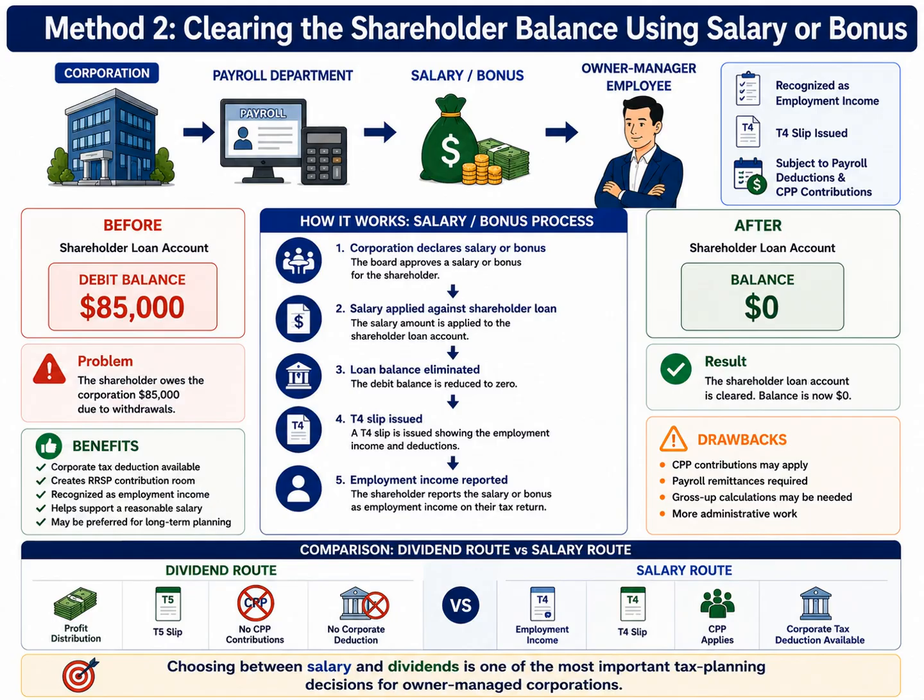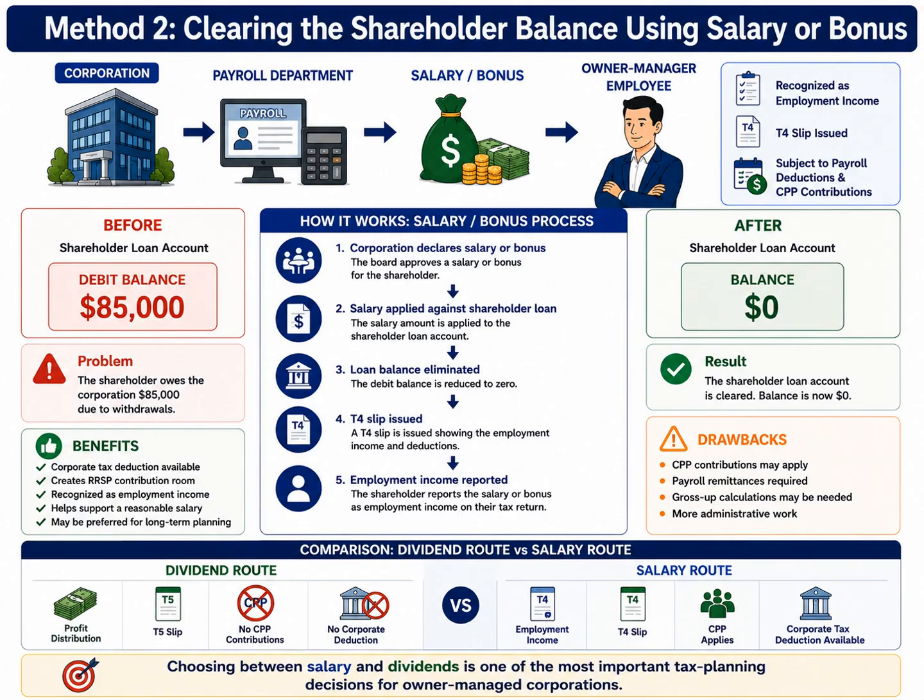When we compare the two approaches, a dividend is generally treated as a profit distribution and reported on a T5 slip, with no CPP contributions and no corporate tax deduction. A salary, on the other hand, is employment income reported on a T4 slip, usually subject to CPP contributions, but it provides a valuable corporate tax deduction and creates RRSP room.